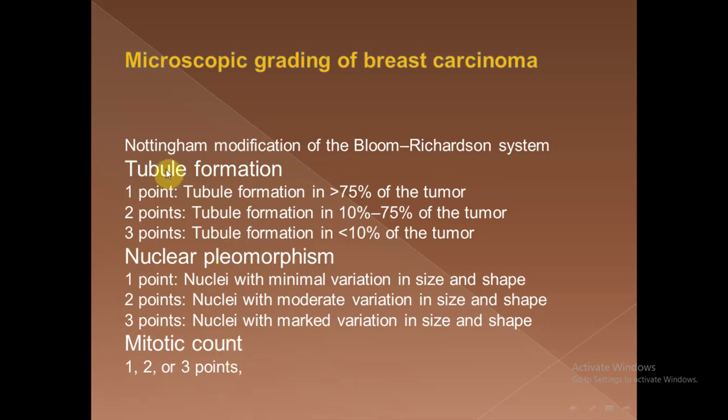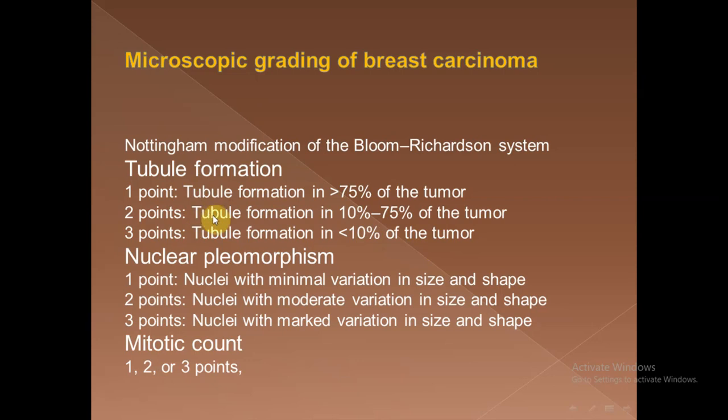In tubule formation, we have 3 points. We depend on the amount of tubule formation. If the tubule formation accounts for more than 75% of the tumor, then we put 1 point. We put 2 points if the tubule formation is between 10% and 75%. It is more than 10% but not more than 75%, so we put 2 points here, and we give 3 points if the tubule formation is less than 10% of the tumor.